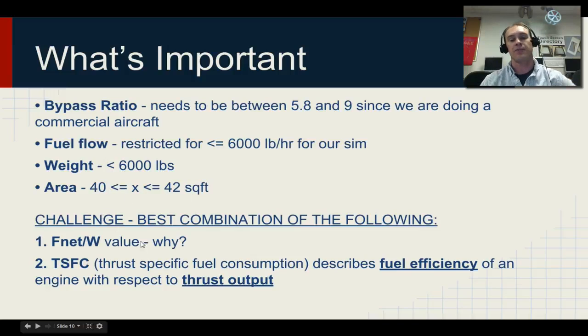And then your challenge is to find the best combination of the following: your net force divided by weight ratio, and your thrust-specific fuel consumption, which describes fuel efficiency of an engine with respect to the thrust output. So why would this be important, the net force divided by weight value? That's something that you might want to take a look at, research, maybe think about why is net force divided by weight important, and then also why fuel efficiency with respect to thrust output is an important value to consider. And those are the ones that we're going to try to design to make the best engine possible. That's what you have to do.